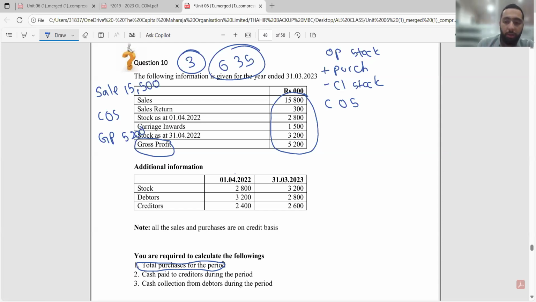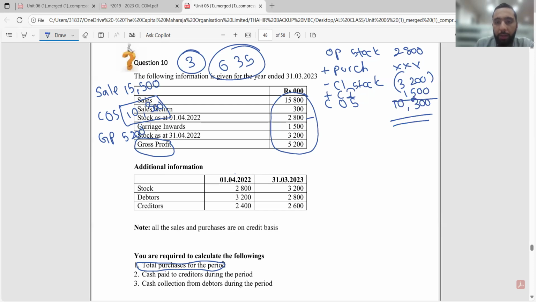Yes, very simple. Ashini has given the answer. 10,300 is the answer. And then opening stock, have they given? Yes, 2,800 they have given. Purchases, they are telling us to find the purchases. They have not given. Closing stock, have they given? Yes, 3,200 they have given. Carriage inwards, you need to add it. Carriage inwards, how much? 1,500. Very simple.